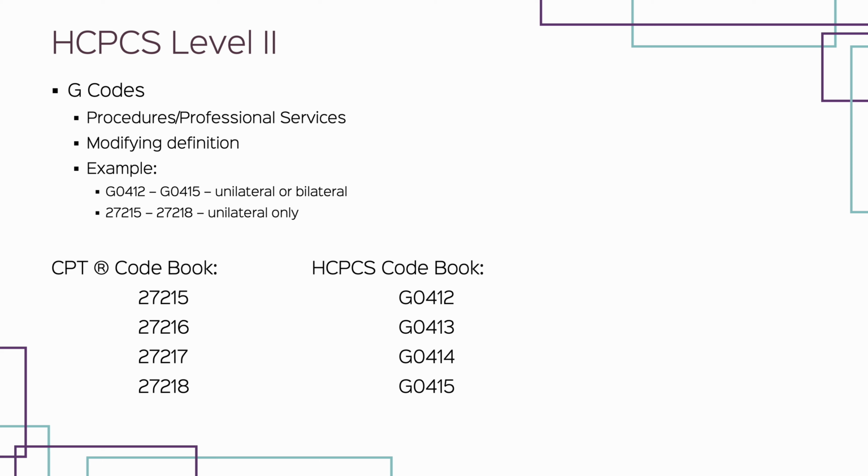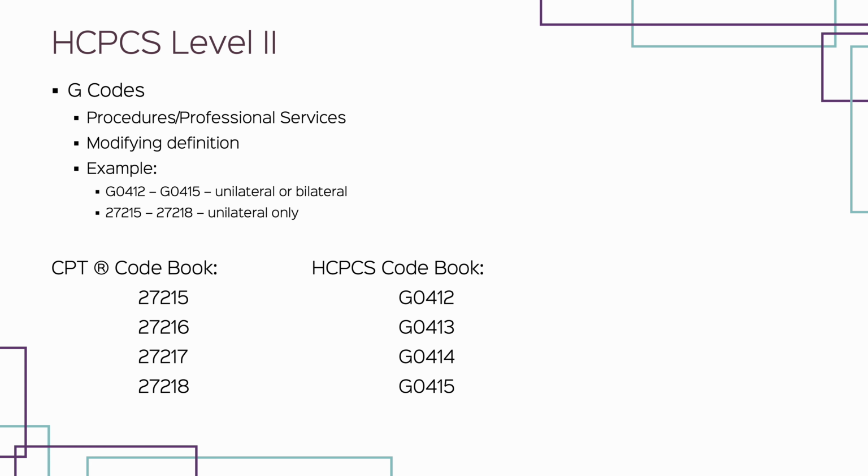Next, let's take a look at your G codes. G codes are temporary codes assigned and maintained by CMS. These codes are often used in place of CPT codes, and they may even be preferred by Medicare for certain services. What makes them especially important is that CMS sometimes uses a slightly different definition than the AMA CPT definitions.